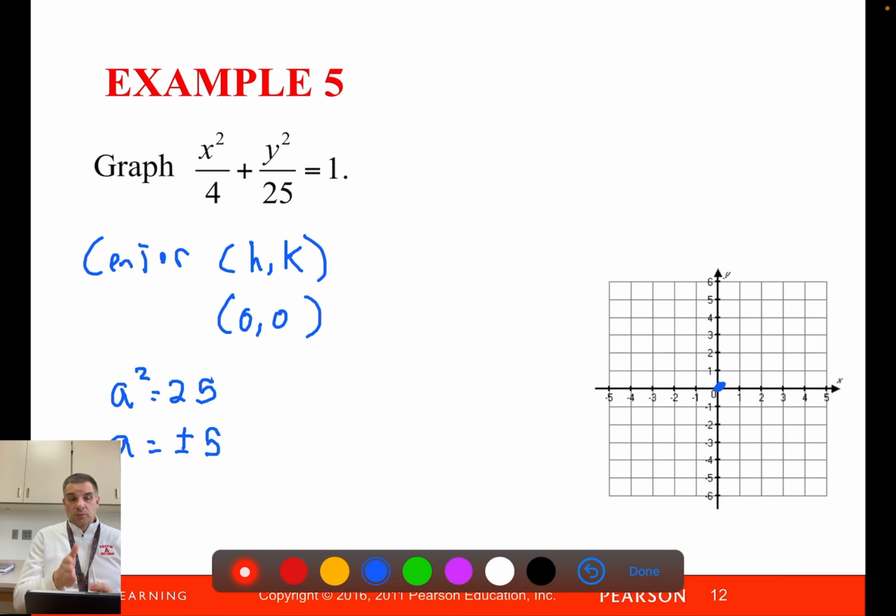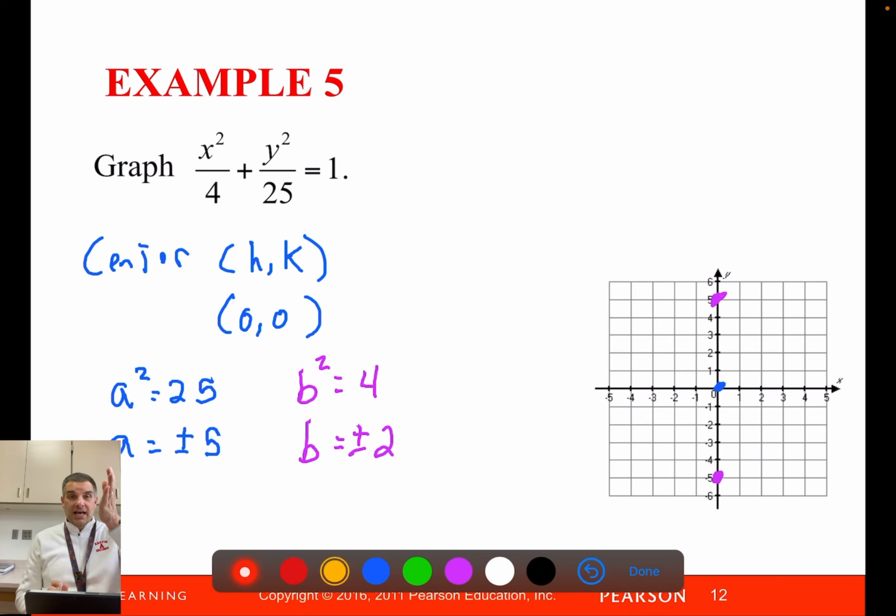So we're going to move the y value up and down. The square root of 25 is 5, so I'm going to go up 5 from my center and put a dot, down 5 from my center and put a dot. My b squared is going to be 4, the smaller of the two. So b is going to be plus or minus 2.